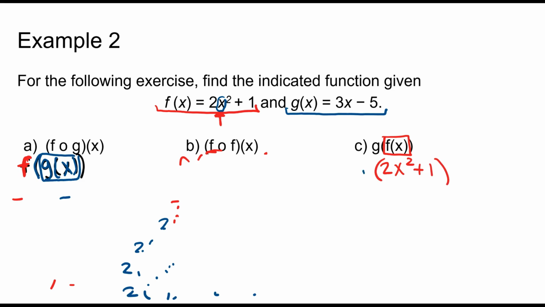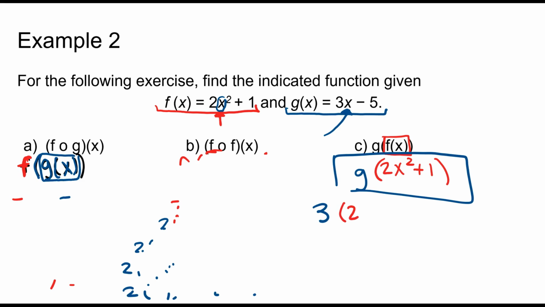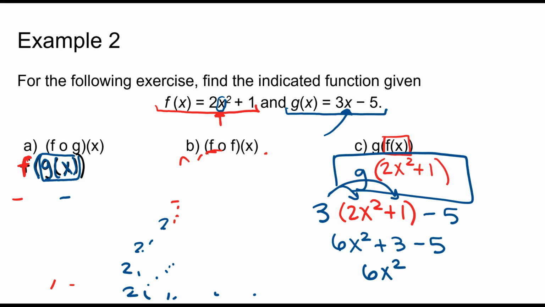Keeping our g on the outside, we look at the g function. Anywhere there was an x, we're going to replace it with that. So we start with the 3. I see the x right away. 2x squared plus 1. And then I go back to it minus 5. This one's going to be a little bit easier. We'll simply distribute the 3 in. And then we get 6x squared minus 2.